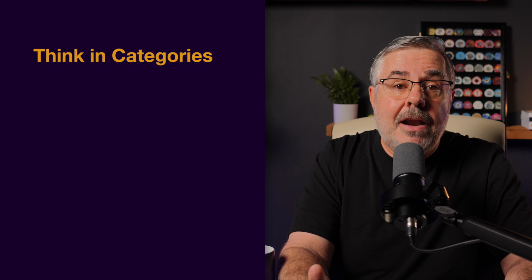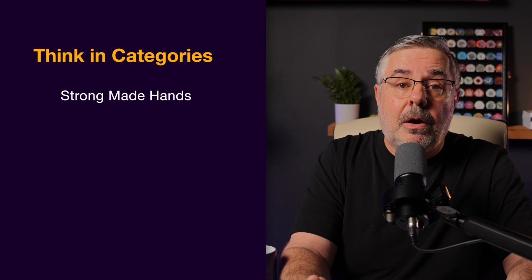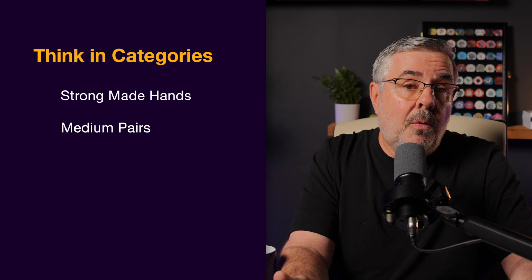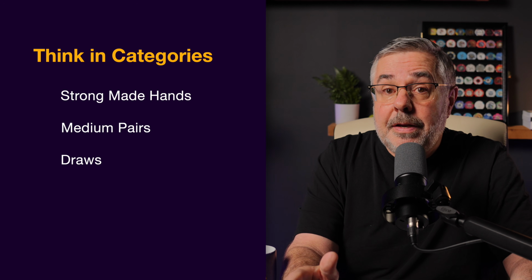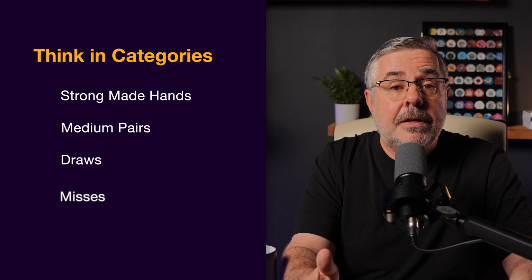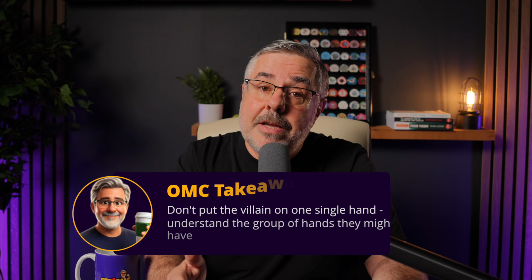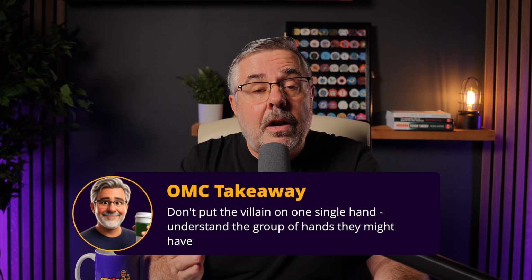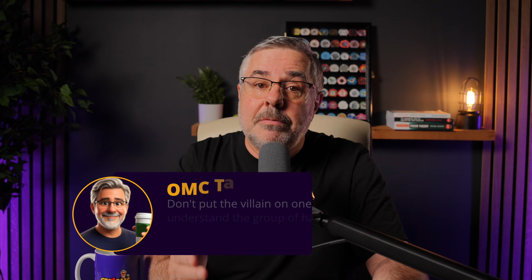Don't try to guess one exact hand. Think in categories. Strong made hands. Did he flop a weak ace or hit 2 pair? Medium pairs. Did he call with king 7? Draws. Nothing really falls into this category, so we can dismiss it in this case. Misses. There are a lot of hands in his range that completely miss this board. The OMC takeaway? You don't need to put the villain on exactly king-queen. You need to understand the group of hands that he can possibly have.